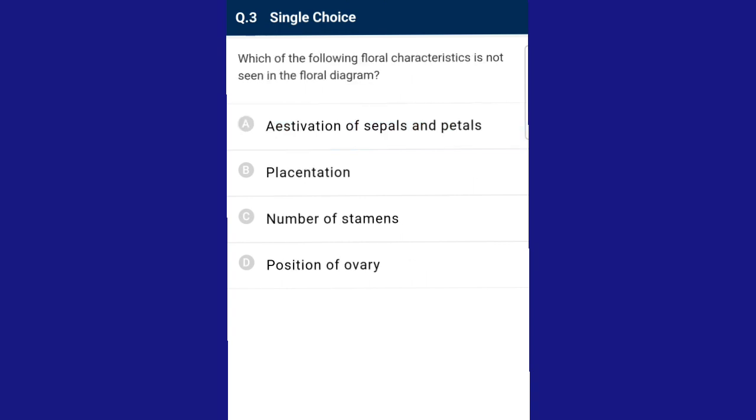Question number 3. Which of the following floral characters is not seen in the floral diagram? The floral diagram provides information about the number of parts of a flower, their arrangement and the relation they have with one another. The position of the mother axis is represented by just a dot on the top of the floral diagram. The number of stamens and the type of placentation are shown, but the position of the ovary, hypogynous, epigynous or perigynous, is not shown in the floral diagram but shown in the floral formula. So the answer is option D.